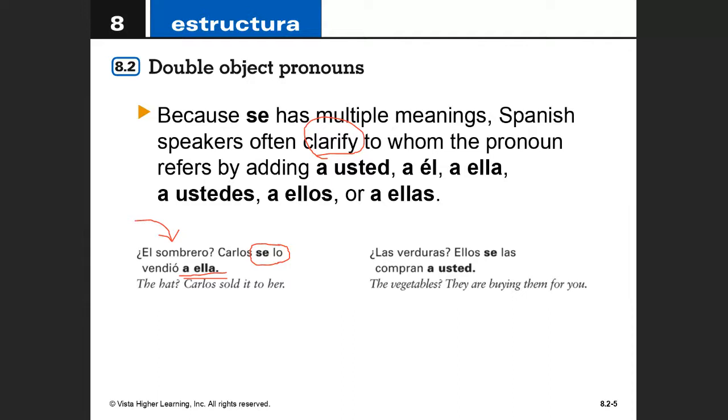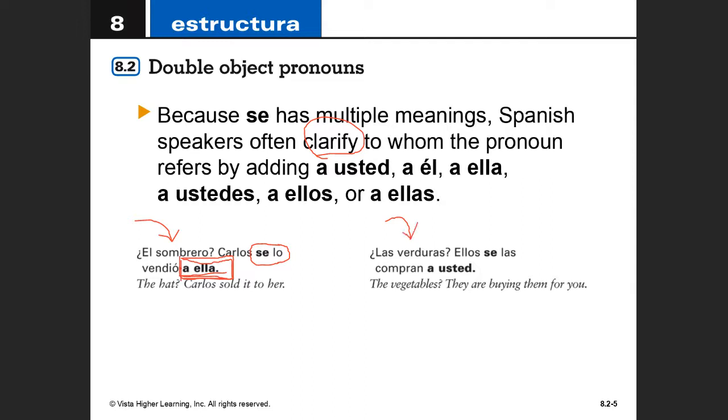Okay. Now, if we stop over here, it is totally understandable: Carlos se lo vendió. He sold it to her. Now, we do want to emphasize and we do want to clarify. That is why we also add a ella.